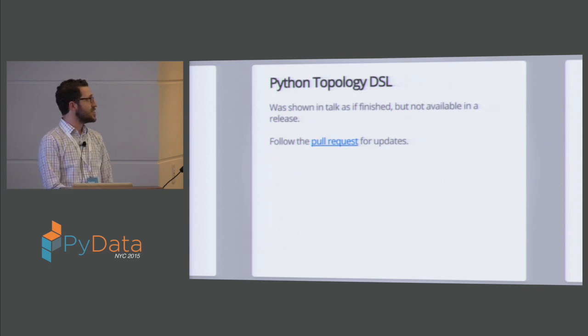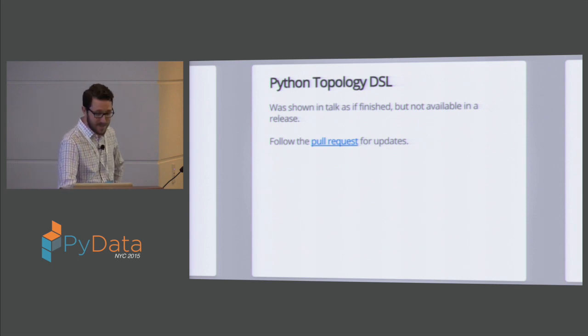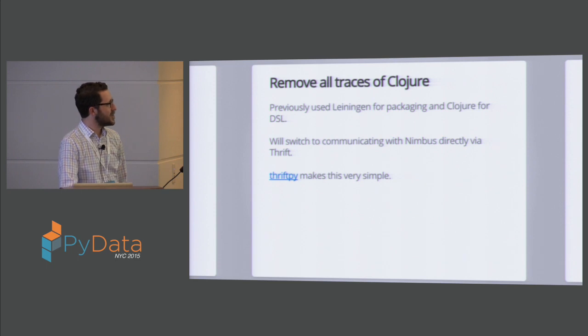The Python topology DSL I showed is basically finished, but it's not actually available in a release yet. So the nice clean thing I showed you is in this pull request if you want to follow it. I also want to remove all traces of closure from our code.